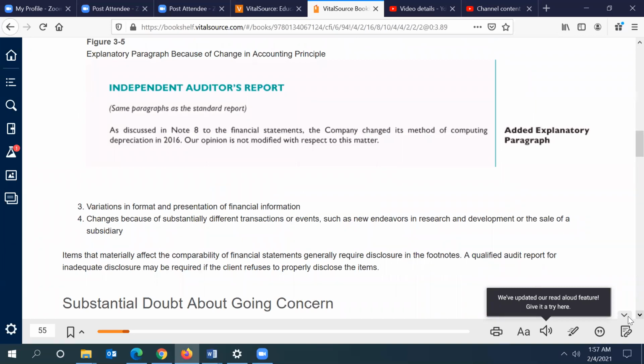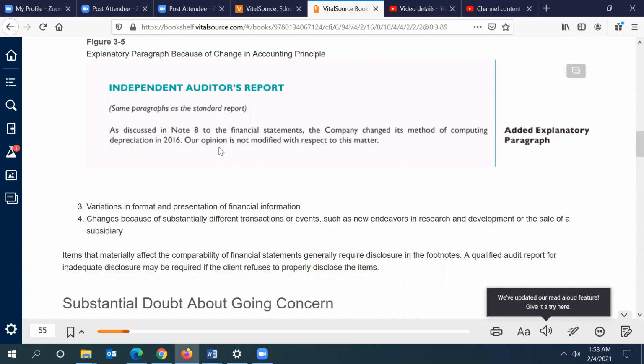Then, number three, variations in form and presentation of financial information. Cosmetic changes, that is. Again, very few readers care, plus companies do this all the time. Number four, changes because of substantially different transactions or events, such as new endeavors in research and development or the sale of a subsidiary. That's something new, so there has not been any change of accounting principle for an existing asset or an existing situation of something else.